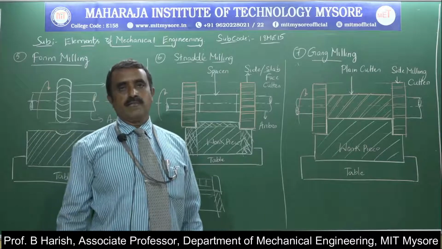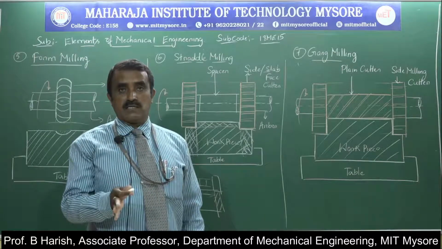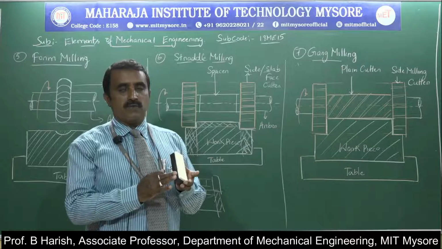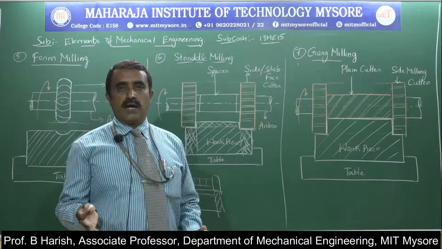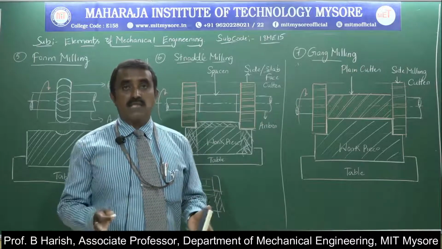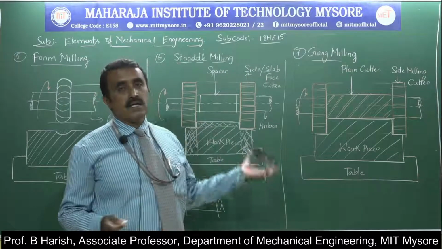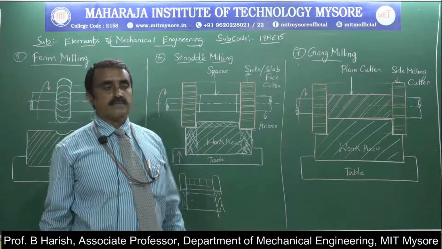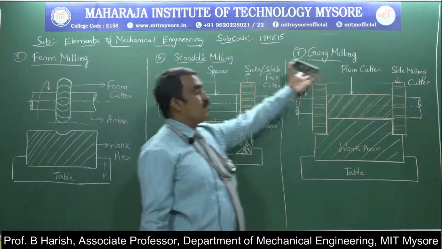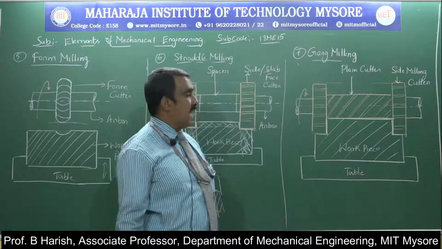end milling. In end milling only surface machining is done. If you want to get a very good surface, then we can go for end milling. If you want to reduce the length of the job or the workpiece, we can go for this straddle milling. Then one more operation that can be performed is gang milling.